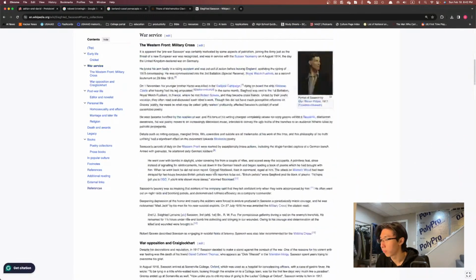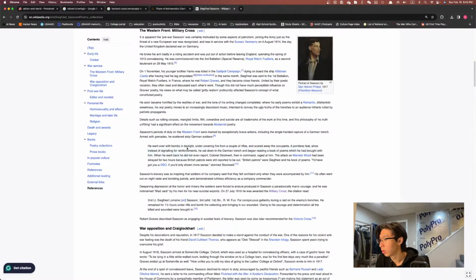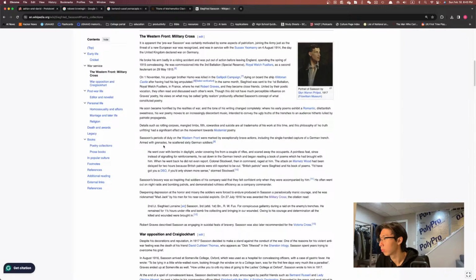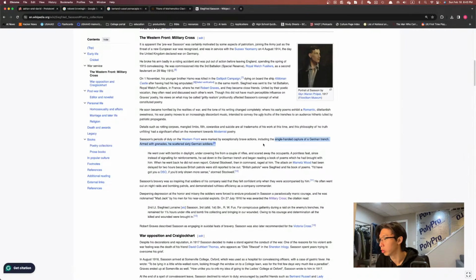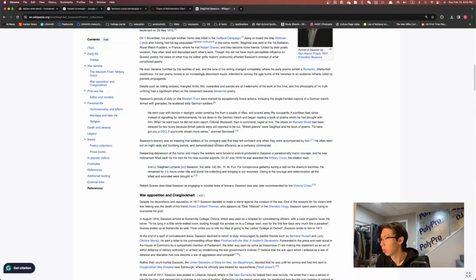War poet. Sassoon. Single-handed capture of a German trench. Armed with grenades, he scattered 60 German soldiers. Dang. He was awarded the Military Cross. Wow. Sassoon is engaging in suicidal feats of bravery. Sassoon was later recommended for the Victoria Cross.